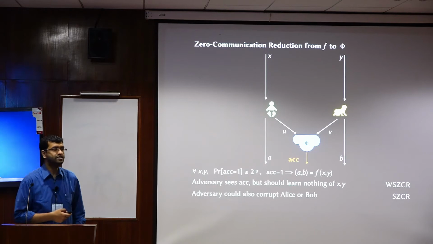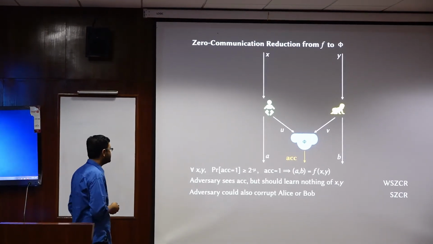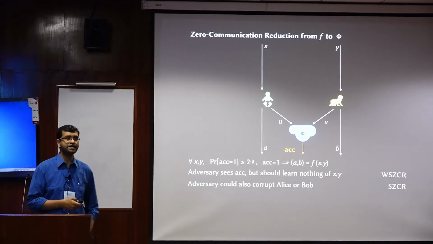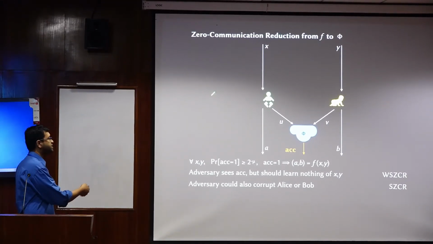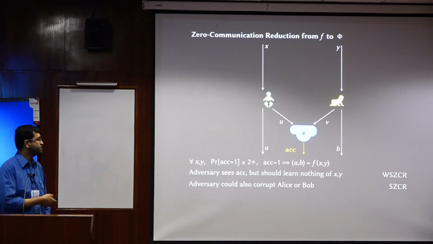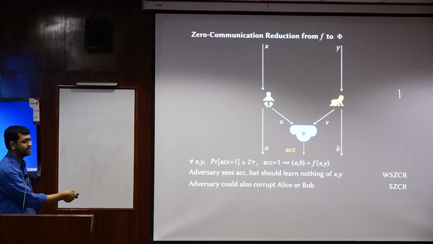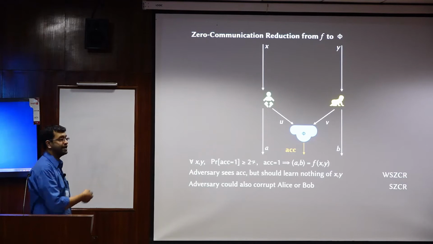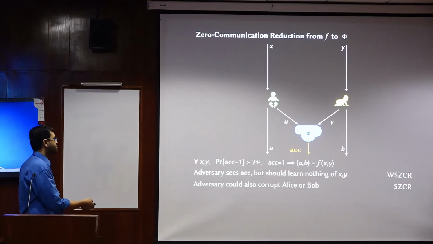And there's a stronger version, secure ZCR, which is more in the flavor of MPC, where you think of an adversary who corrupts one of the parties, either party. So it sees x, and it sees the randomness of this party, sees u and a, and also sees whether the box accepts or not. It doesn't see anything on the other side, if it corrupts Alice. And still it should not learn anything about y other than what is revealed by f of x, y.